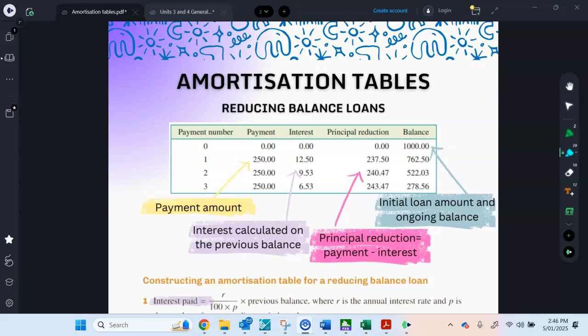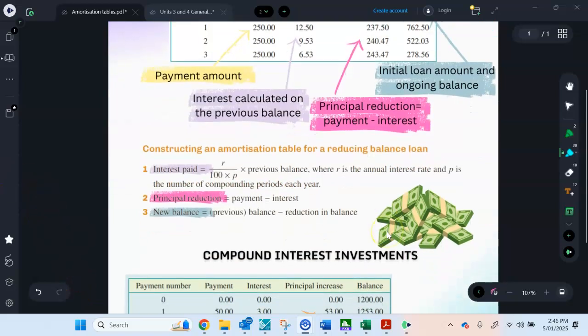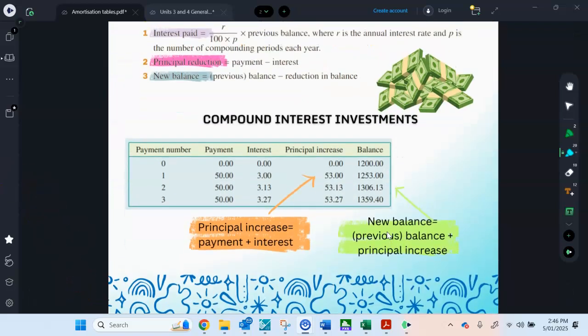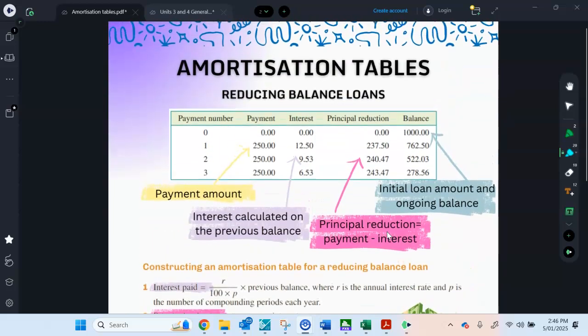You do a similar thing when you look at your recurrence relations and you're doing all different iterations. Same information, maybe a little bit more detailed in an amortization table. It just shows you the ongoing balance. So here we've got a reducing balance loan, and then we've got a compound interest investment, but much the same. All right, so let's have a quick look at the key features of an amortization table, and then we'll look at some questions.